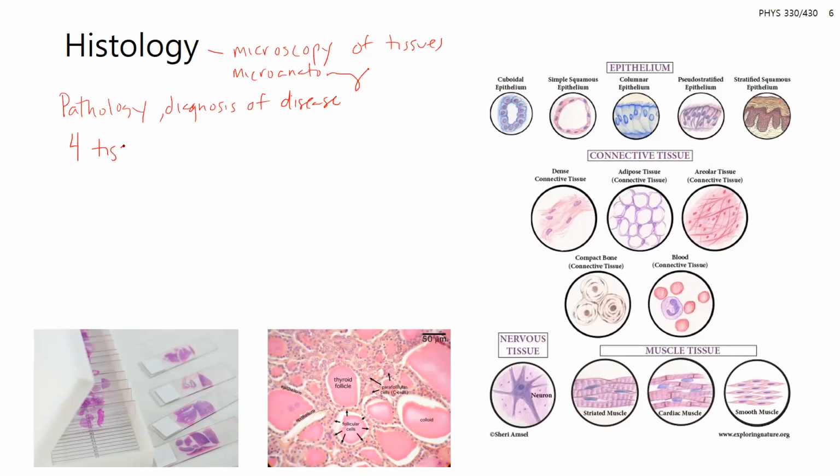There are 4 different types of tissues in general classes that you'll see. Epithelium, that's all the cell types that would be at the edges of organs, like your skin is an example of epithelium cells. There's connective tissue, nervous tissue, and muscle tissue. And you can see in these images that there are also subclasses of each of those tissues.